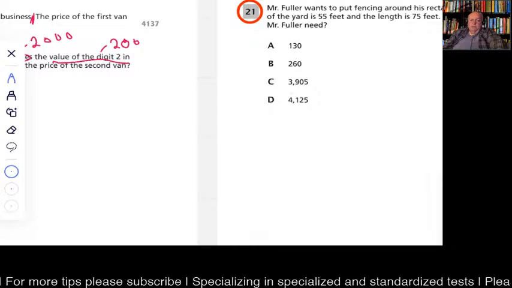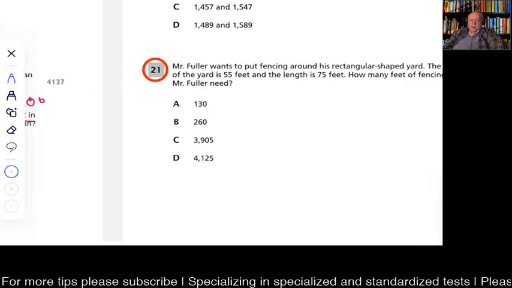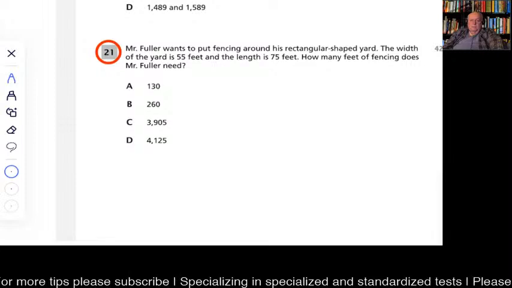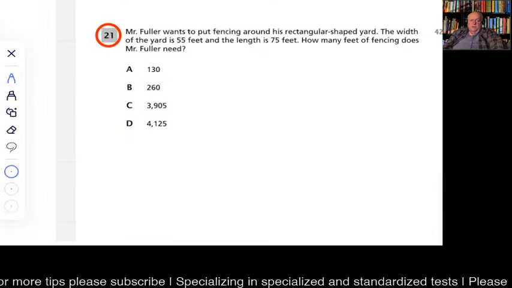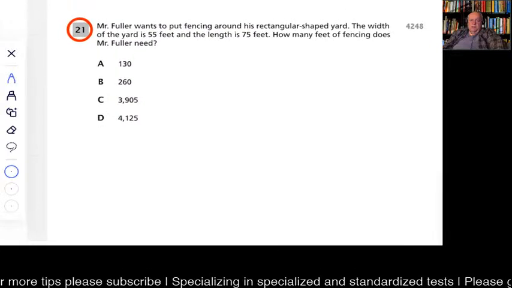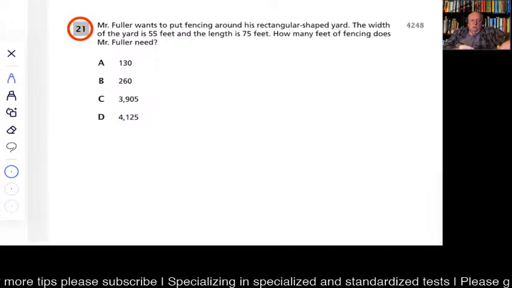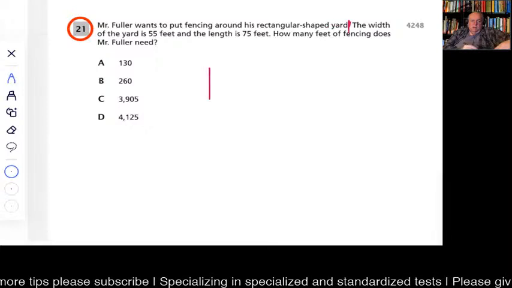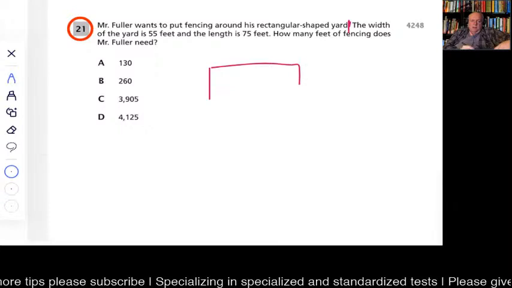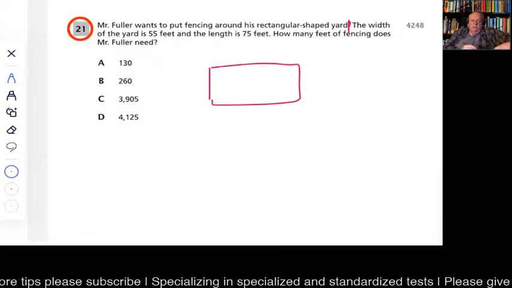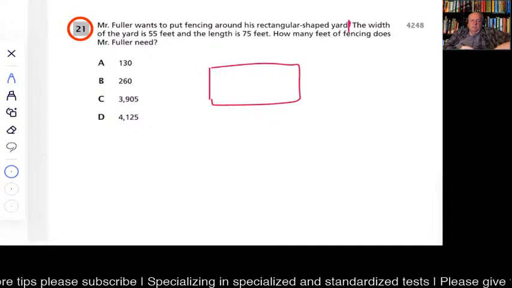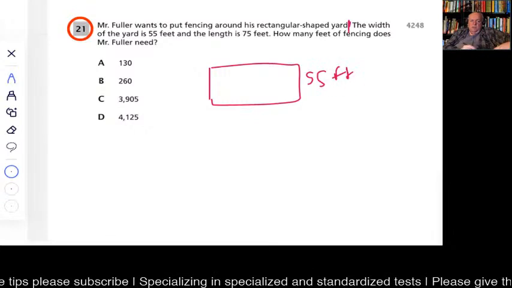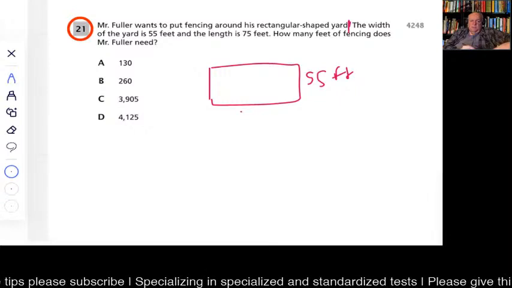So this is a geometry problem now that's written as a word problem. Let me just see if there's a question up there. No, it's not. So Mr. Fuller wants to put fencing around his rectangular shaped yard. Once we see something like that, we're going to stop there. Let's draw. You don't do all this in your head. Always draw and write out your math problems. The width of the yard is 55 feet. Traditionally we use the shorter side. 55 feet is the width, and the length is 75 feet. And traditionally that's the longer side.